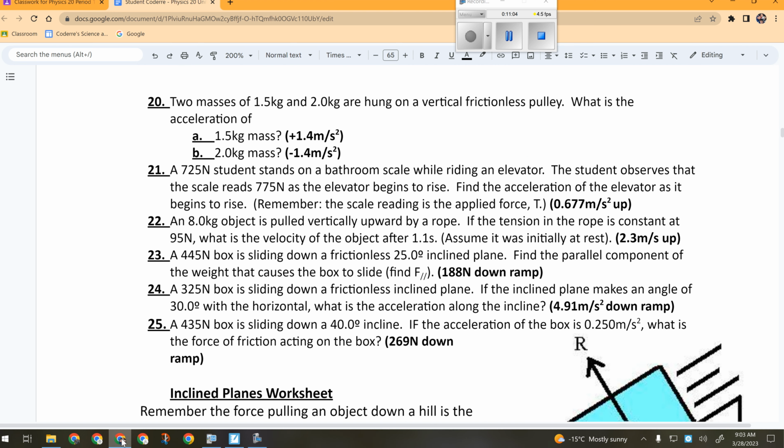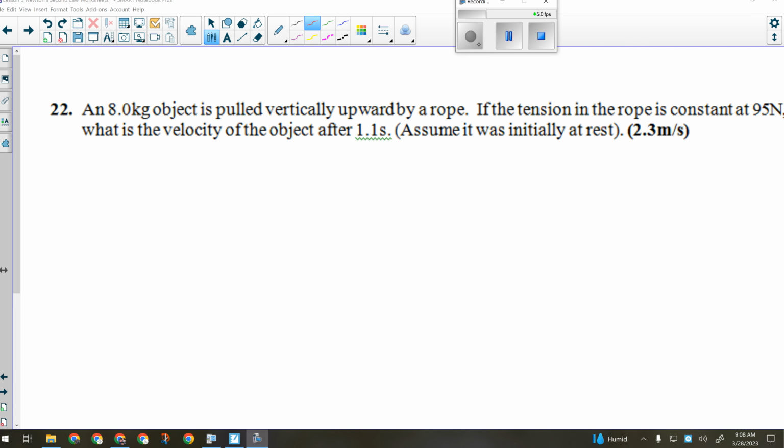Okay, so you've got another one that's kind of an elevator question, but it's also going to involve a little bit of acceleration stuff as well. On 22, we have an elevator again, but as soon as I change the wording to not include elevator, sometimes it gets a little confusing. It's not as obvious that it's an elevator. So an 8-kilogram object is pulled upward by a rope. The tension in the rope is constant at 95 newtons. What other force is present?